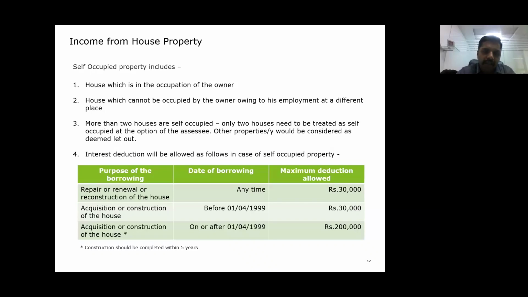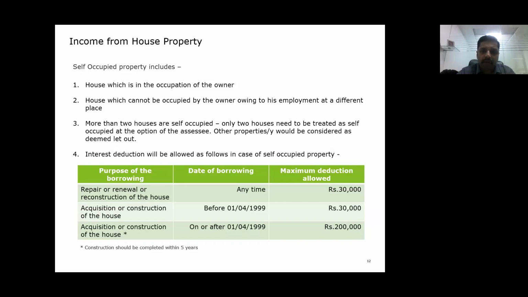The next thing is when an employee has more than 2 houses for self-occupation. Maybe he lives in one, his parents live in another, and he has kept a third vacant. So he has 3 properties. In that case, 2 properties have to be considered as self-occupied, and the third has to be treated as let-out property. These 2 houses can be selected at the option of the assessee. The other property has to be considered as deemed let-out and offered for taxation.